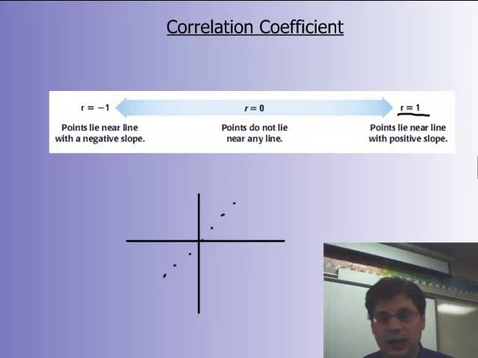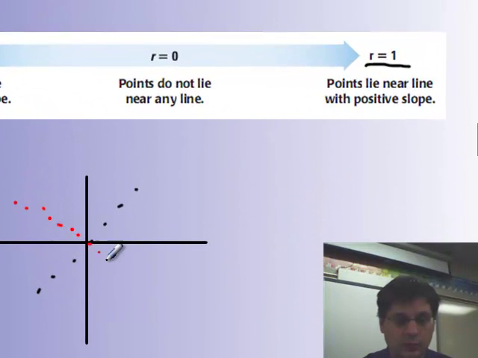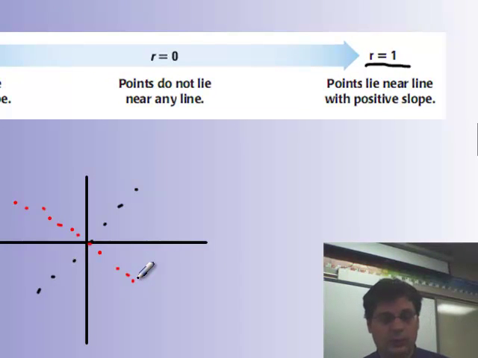But let's say these points go down. So for instance, they do something like this. Almost a perfectly straight line but headed in the opposite direction. Well then our R value would be -1. So on the left hand we have the lowest the R value can be, -1, and that's a very strong negative correlation. But on the other end of the spectrum, we have a very strong positive correlation with R equal to +1.